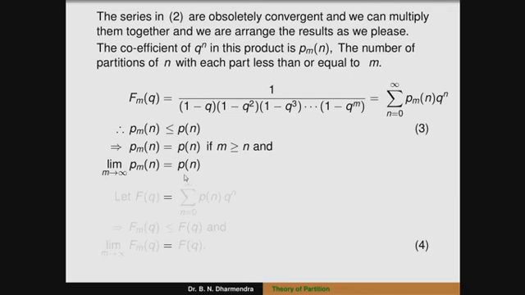And what is the value of p of n? Let f of q be equal to the summation over n running from 0 to infinity of p of n into q to the power of n. When I compare f suffix m of q and f of q, definitely f suffix m of q is less than or equal to f of q, because p suffix m of n is less than or equal to p of n. So f suffix m of q is less than or equal to f of q, and when I apply the limit as m tends to infinity, f suffix m of q is equal to f of q.